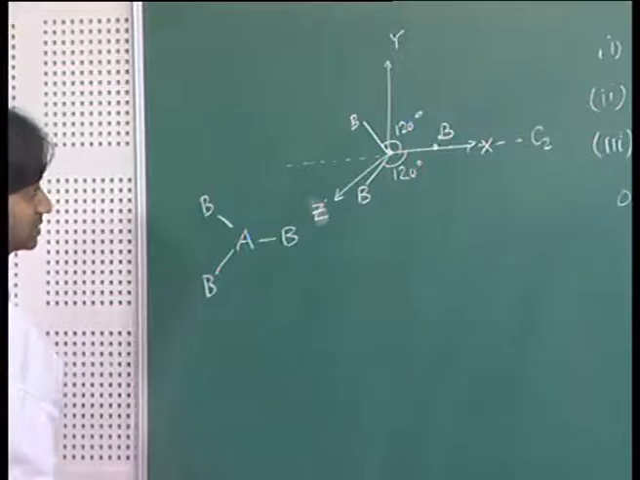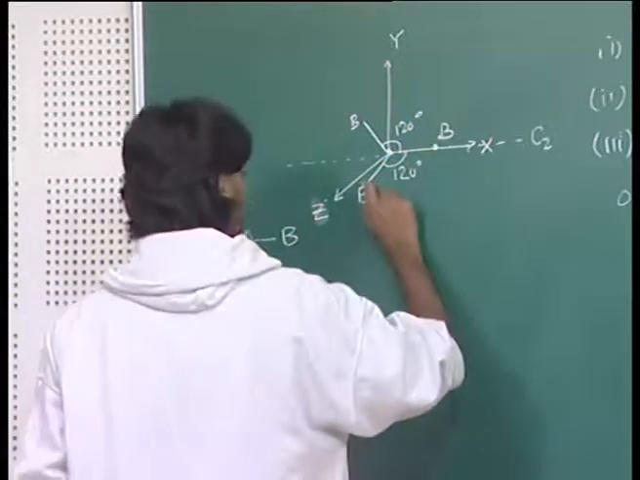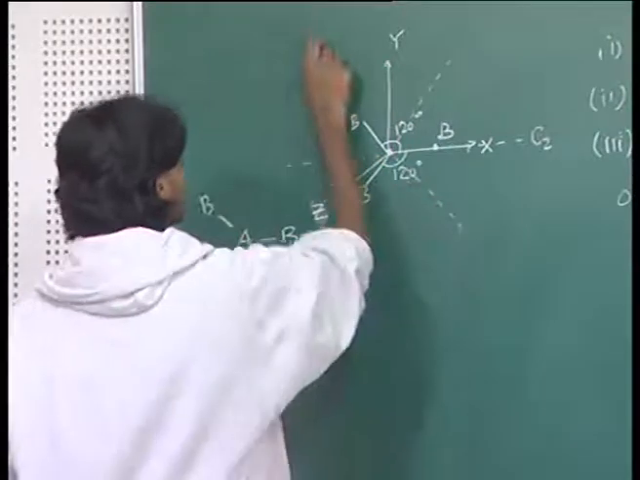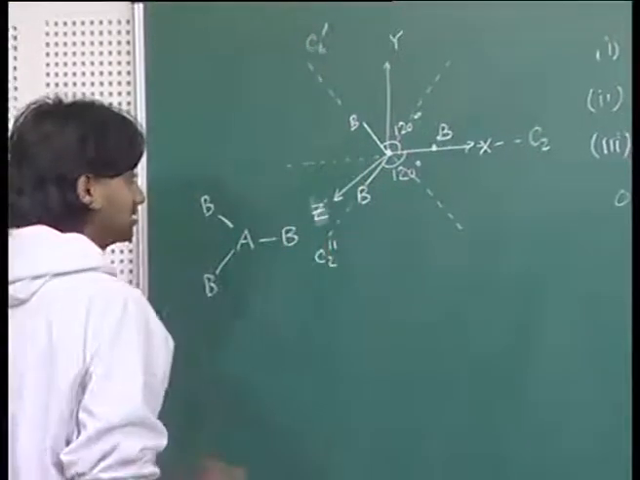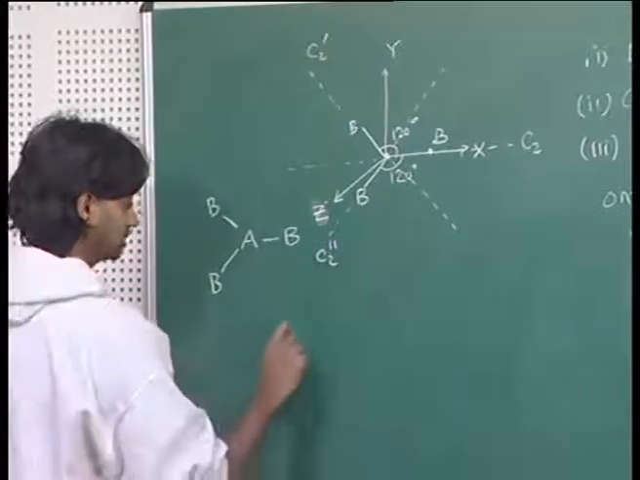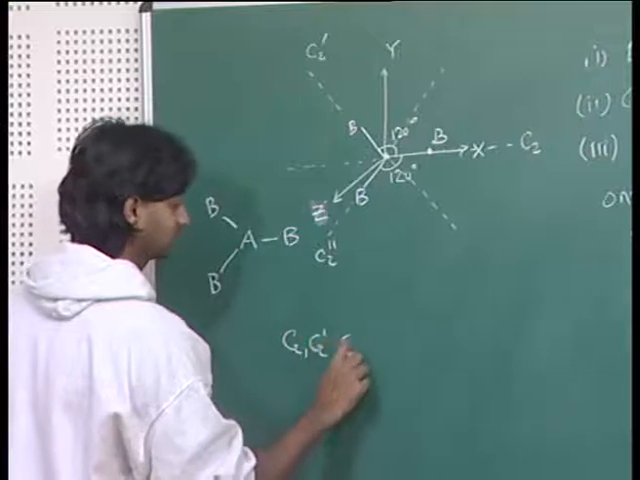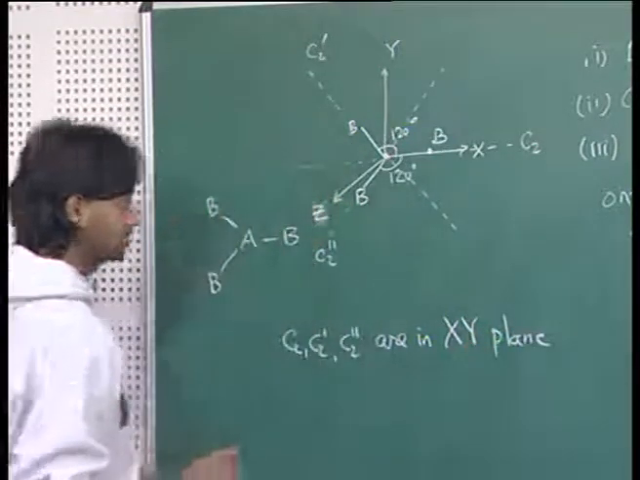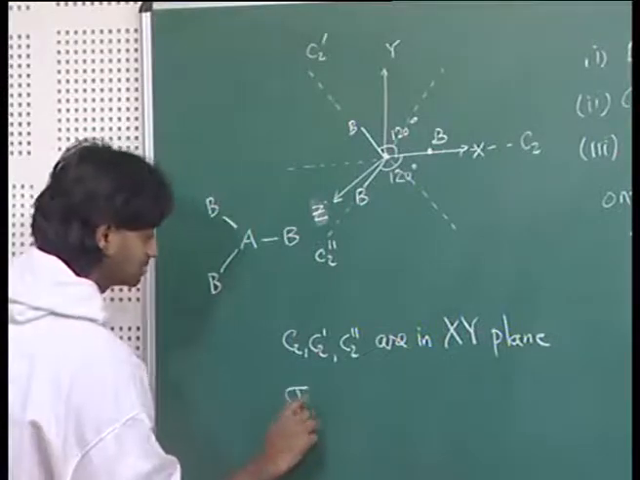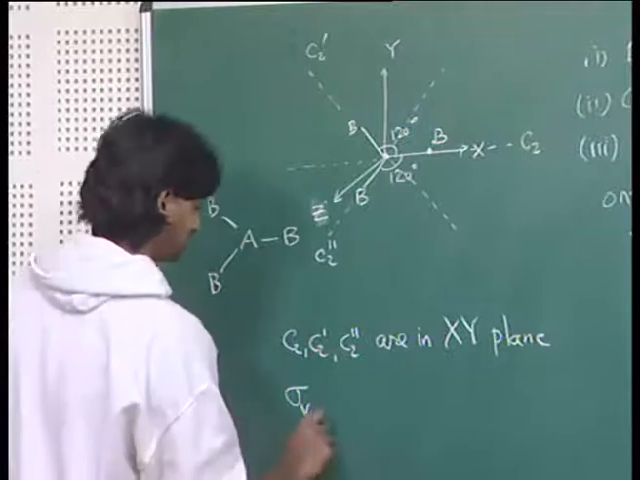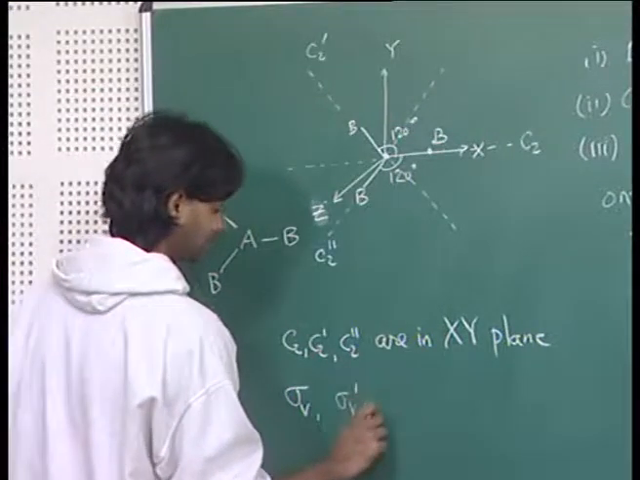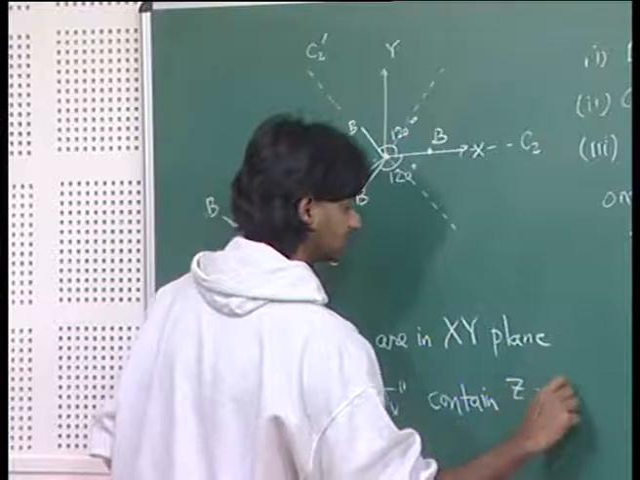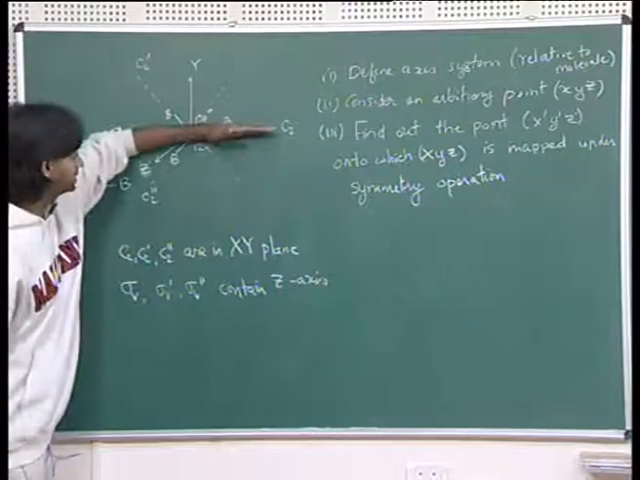C2 axis, this C2 axis is located along the x axis. This C2 axis is located in the xy plane. So this is C2 prime, C2 double prime, both of them are located in the xy plane. So this implies C2, C2 prime, C2 double prime are in the xy plane. And sigma v, sigma v prime, sigma v double prime contain the z axis. Sigma v will be in the xz plane.